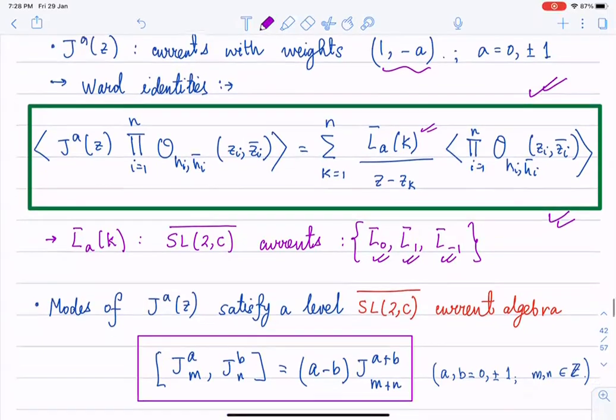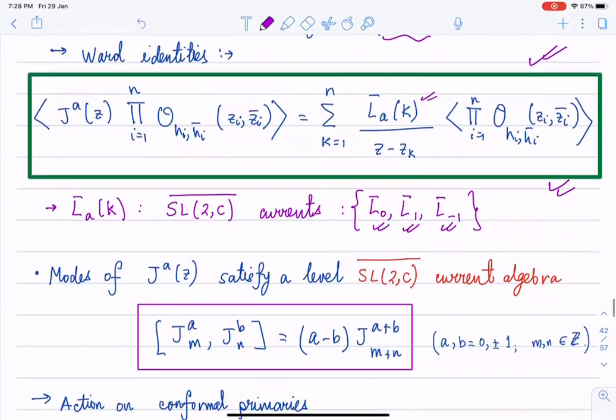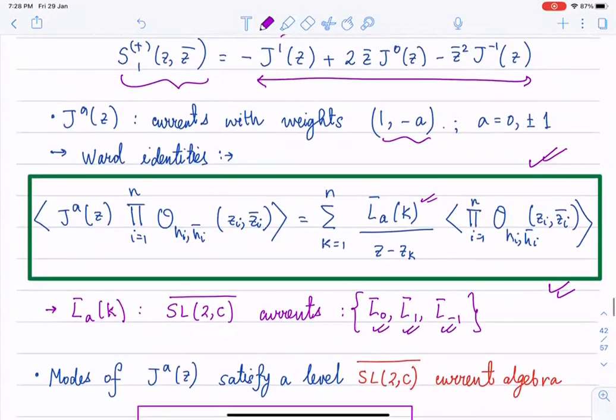Once again, can I ask what exactly is an affinization? Oh yes, affinization is just a fancy name.